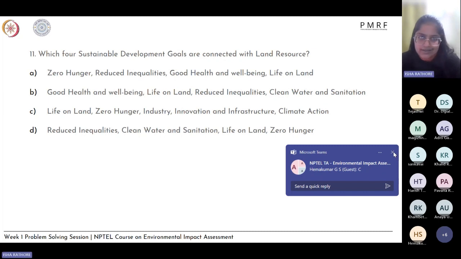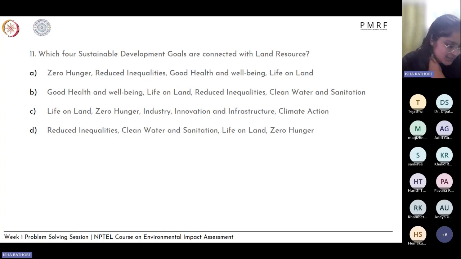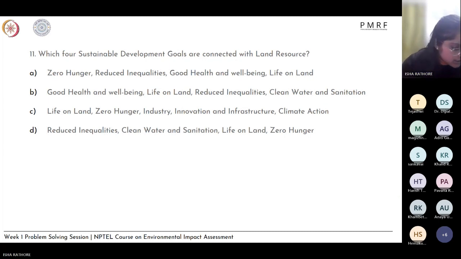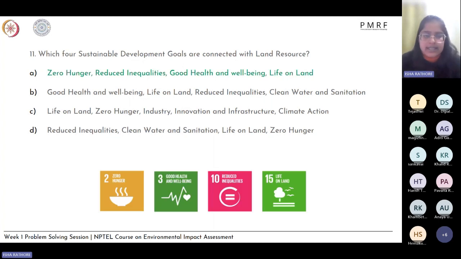Oh, this is a single answer only. Single select answer only. All the four SDGs are written in the same statement. If you see, zero hunger is one goal, reduce inequalities is one goal, good health and well-being is another, and life on land is another, and so on. Okay, so we have a few A's, we have a few C's, and D as well. Okay, so the correct answer is A.